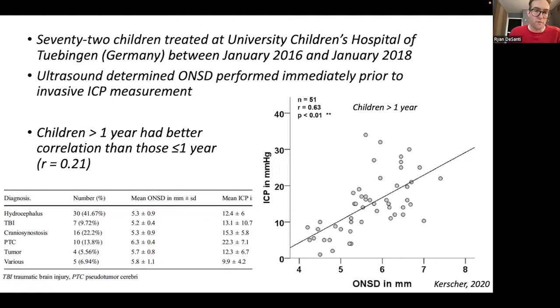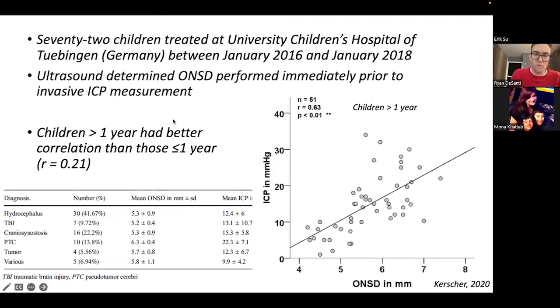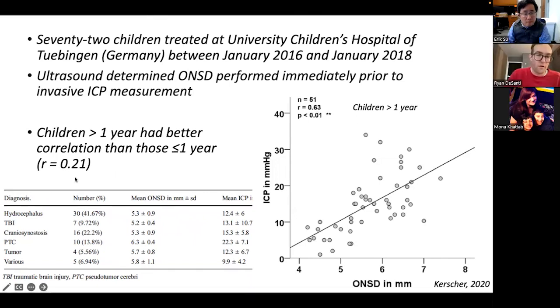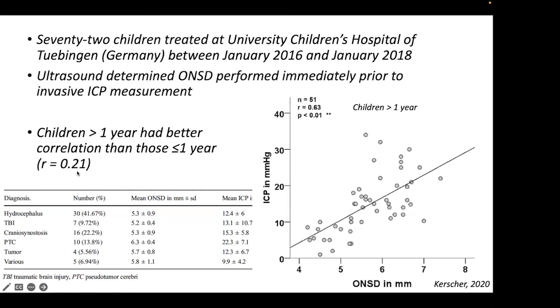But this was much better correlation than what they found in children who were less than 1 year of age, in which the correlation or R was 0.63 for children older than 1 year, compared to 0.21 for children less than 1 year. And the authors had hypothesized that it was because these children had open fontanelle, which may make the exam less reliable.